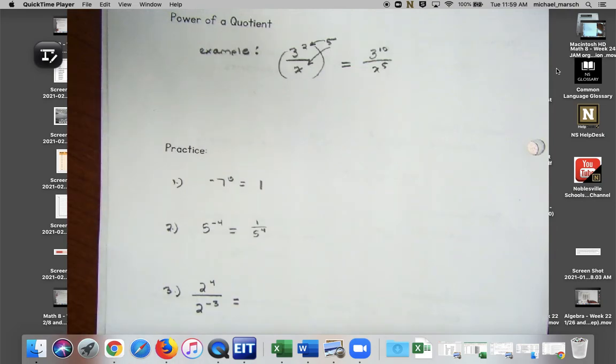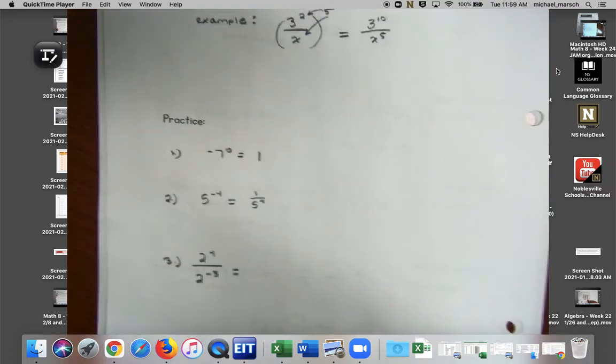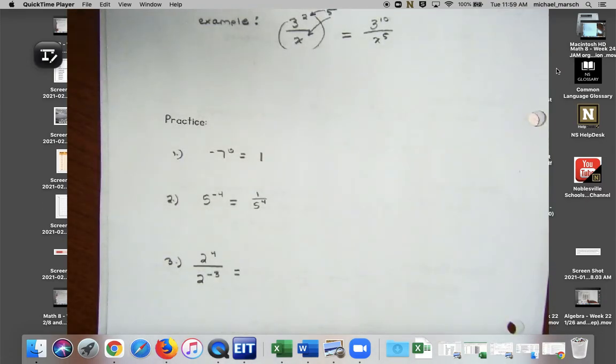2 to the 4th divided by 2 to the negative 3rd. 2 to the 7th. What? 2 to the 7th. Perfect. How did Atlee get 2 to the 7th when your mind they were thinking it should just be 1? How'd she get 2 to the 7th? Because the -1 is on the bottom.